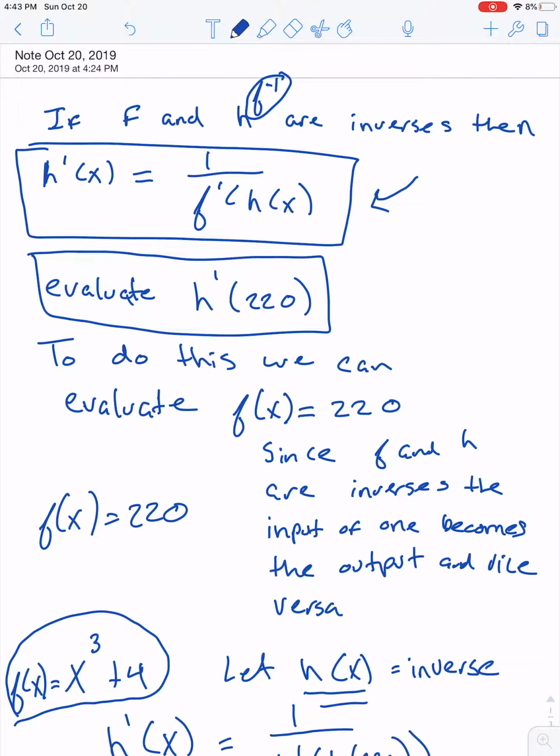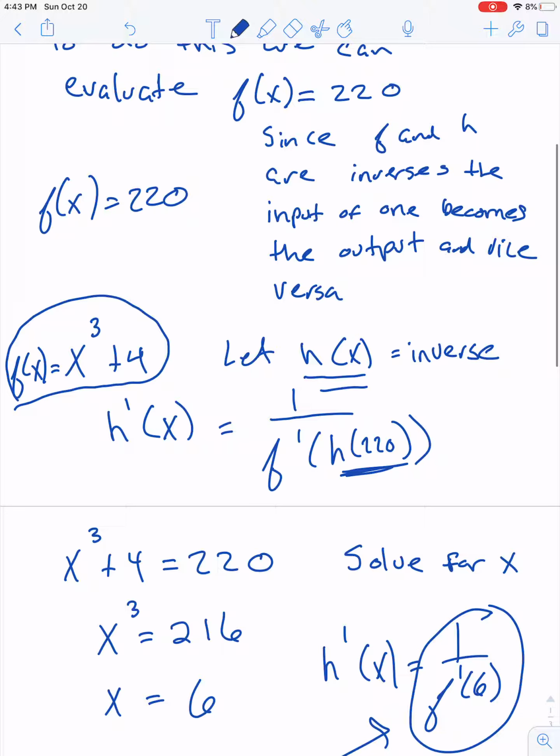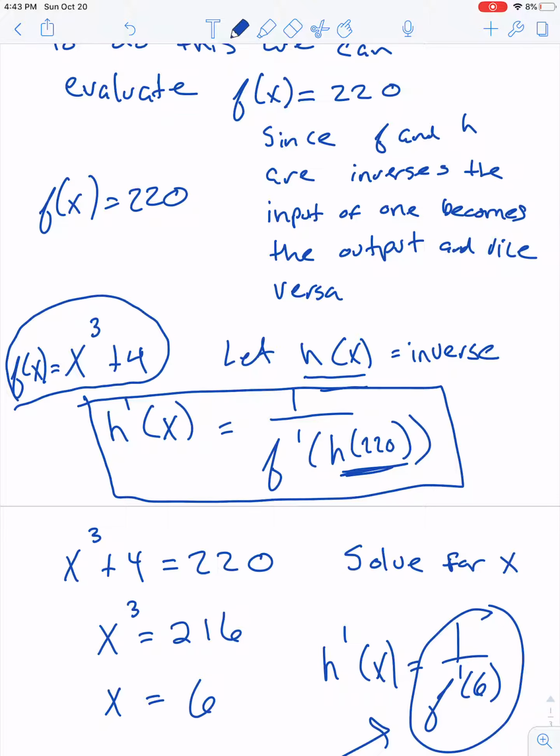So if we plug this into our inverse function theorem right here, you can see that we need to know what h of 220 is equal to. Well, we know that h and f are inverses of one another. And since they are inverses, the input of one becomes the output of the other, and vice versa. So we need to determine what h of 220 is.